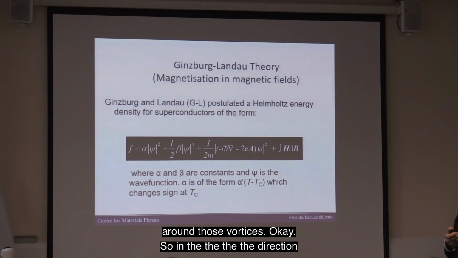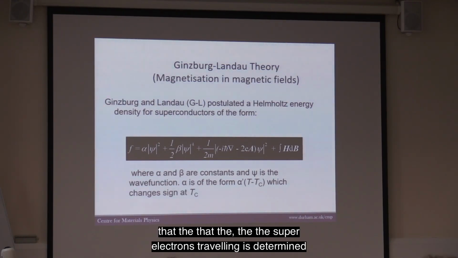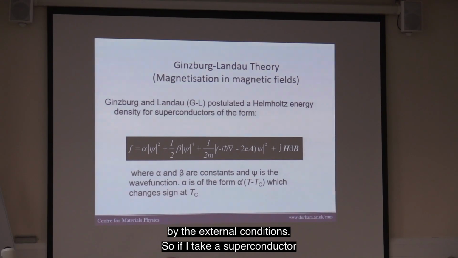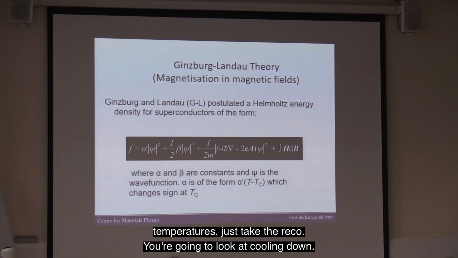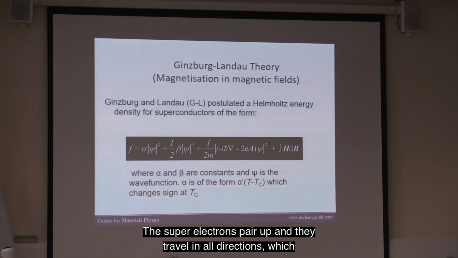Okay. So the direction that the superelectrons travel in is determined by the external conditions. So if I take a superconductor and I just cool it down, pull it down to liquid nitrogen temperatures, the superelectrons pair up and they travel in all directions, which means that there's no magnetic field produced by the material itself.